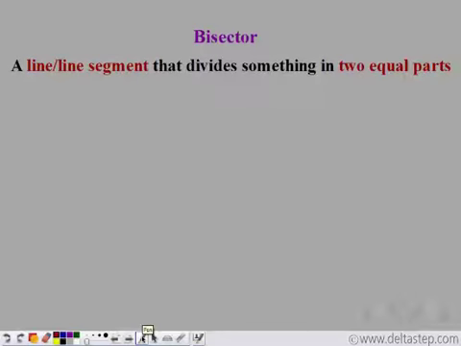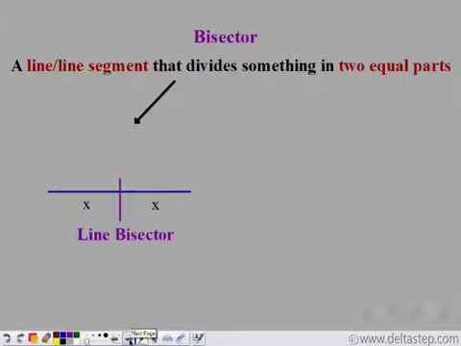A bisector is a line or a line segment that divides something into two equal parts. So a line or a line segment that divides something into two equal parts is called a bisector. Now a bisector could divide a line segment, then it is called a line bisector. So this is a line bisector.